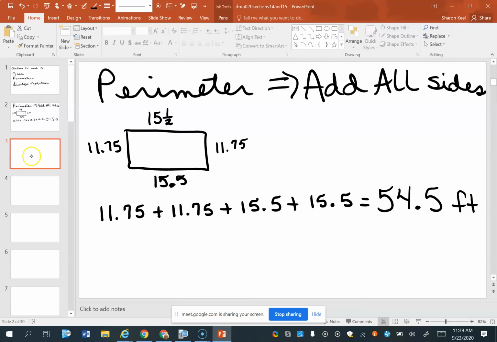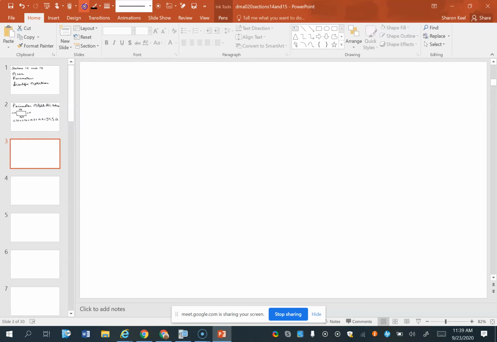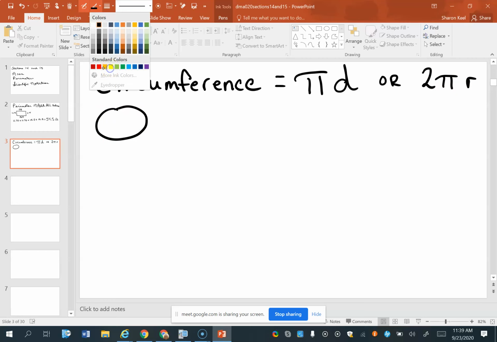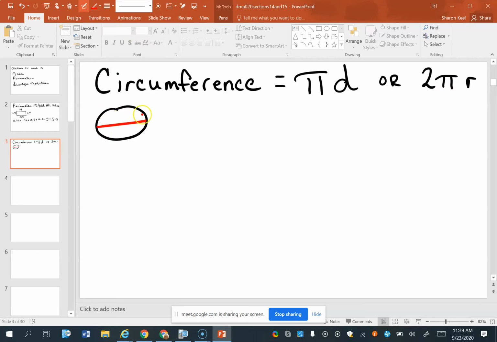Now, when we do the perimeter of a circle, we have a special term to use, and that term is the circumference. The circumference of a circle is one of two ways, either pi times diameter, or we can say 2 times pi times radius. Remember, we have a circle. The distance from side to side would be the diameter. And if you are given just from the center to the outer edge, that would be your radius. So they may give you one or the other.